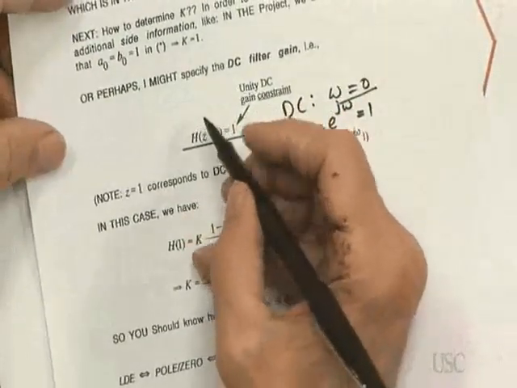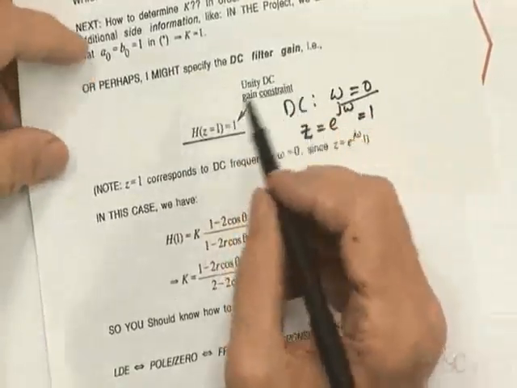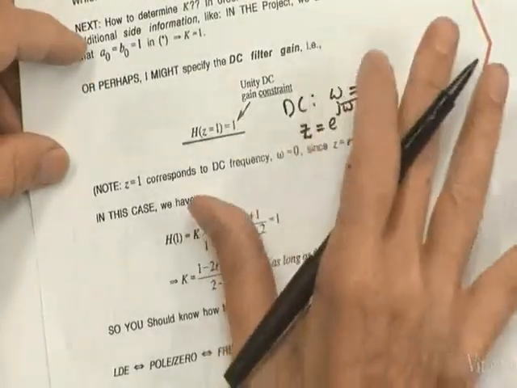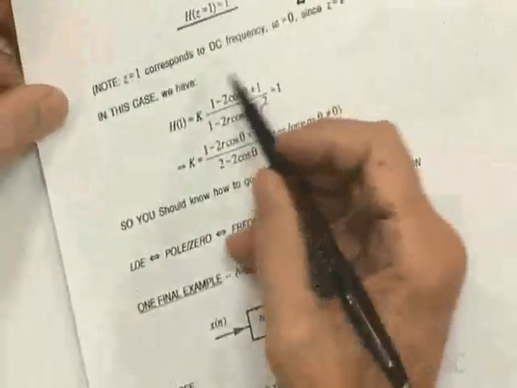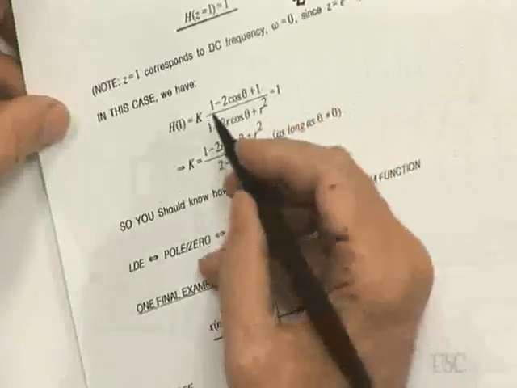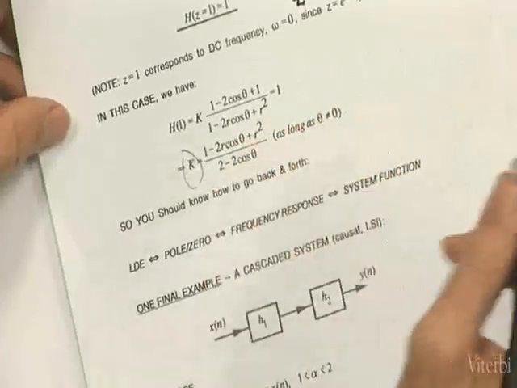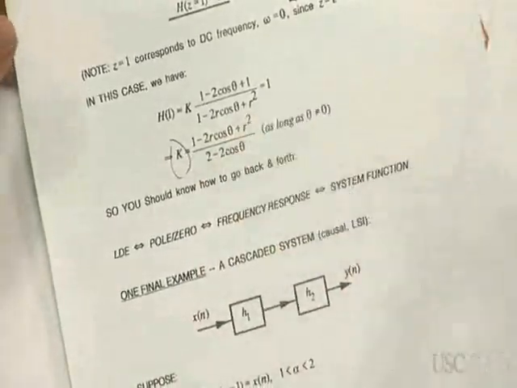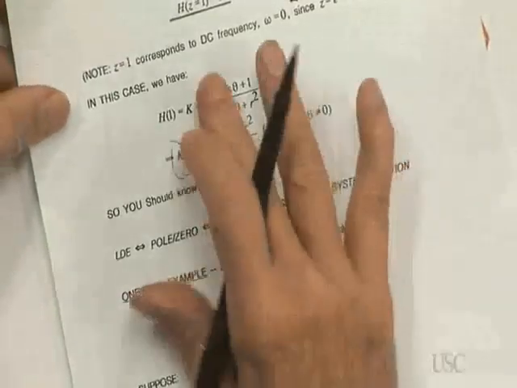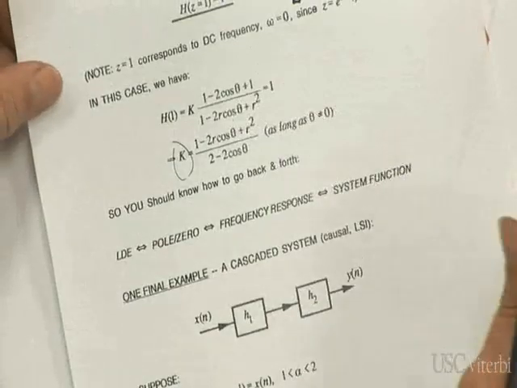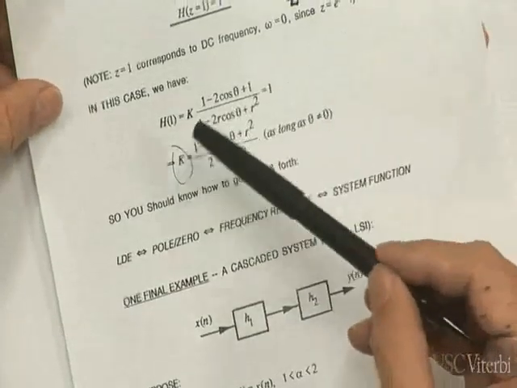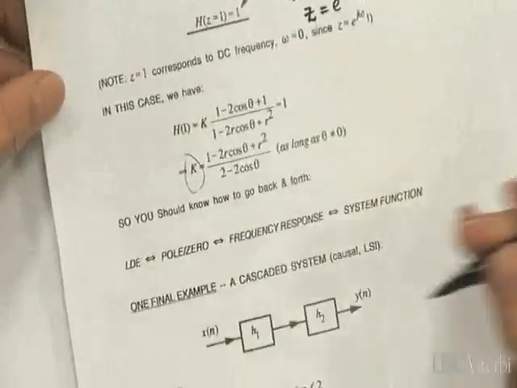So here I'm telling you that, in this case, the side information is H, the system function of z, when z is equal to 1, is equal to 1. If I tell you that, then obviously that will ultimately determine k, as long as you know what r and theta are. I'm assuming we know what little r and theta are. If you know what those are, because I've told you where the poles and zeros are, and with this side condition you can determine k.